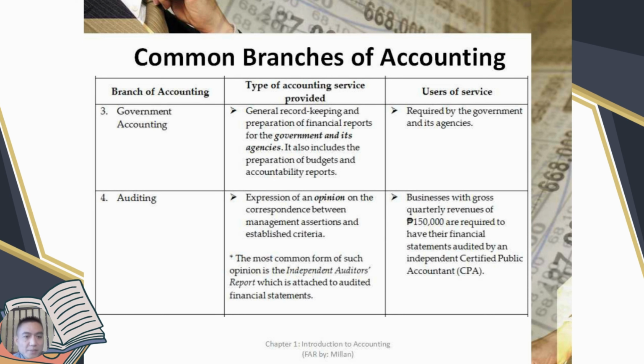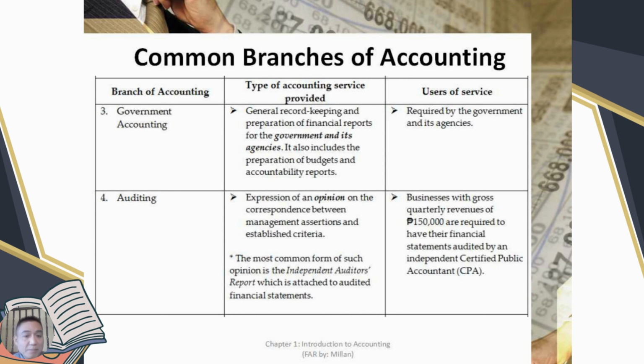Auditing: expression of an opinion on the correspondence between management assertions and established criteria. So if you are auditing a body or a business, then you should set the criteria and check if they're complying with those criteria. Then after that, if you are an independent auditor, you need to express an opinion based on the set of guidelines. For example, if they are qualified based on the report that you audited, or other kinds of opinion.